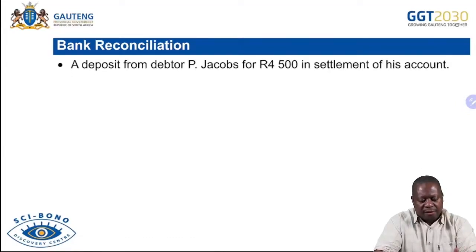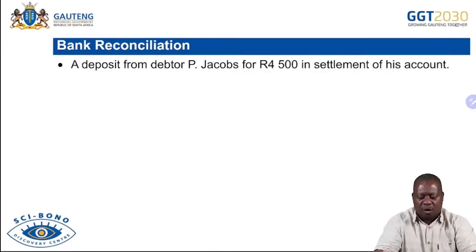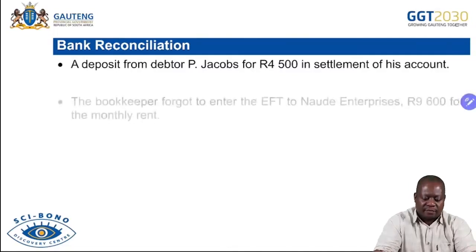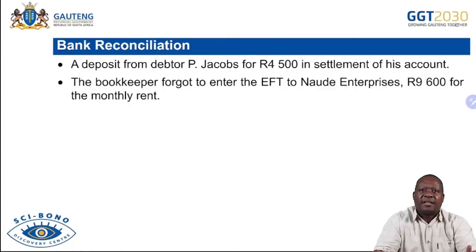And then they are also saying there was a deposit from a debtor, P. Jacobs, 4,500 in settlement of his account. We are receiving money from a debtor. And then the bookkeeper forgot to enter the EFT to Nauri Enterprises, 9,600 for rent. The bookkeeper forgot, an omission. So we need to record this.